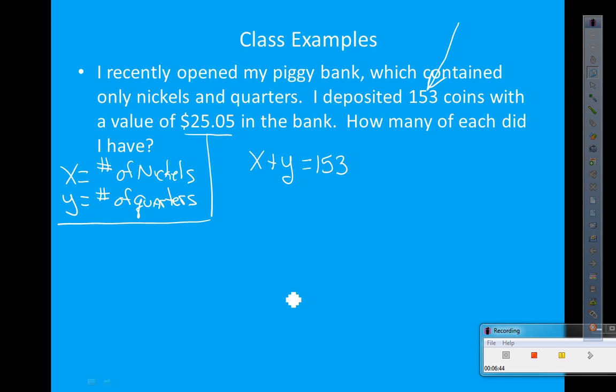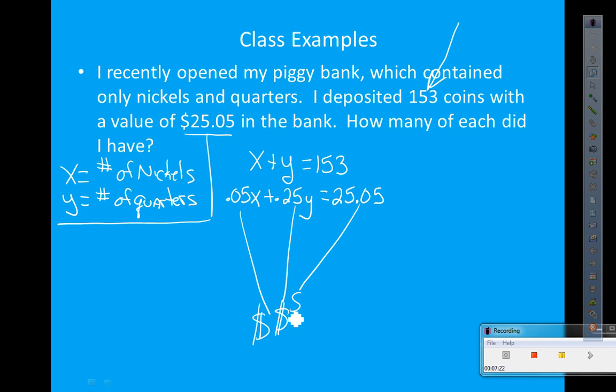Now I have to put some money into it. Every nickel that I have is worth, well, duh, a nickel. But as a decimal, that's 0.05. So I'm going to have 0.05x plus every quarter that I have is worth 0.25y, and I have a total of $25.05. Let me point out something while I'm here. 0.05 is a money amount. 0.25 is a money amount, so this 25.05 better be a money amount. If it's not, something's not right.